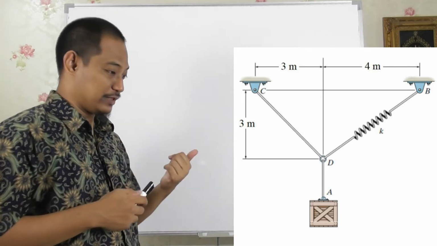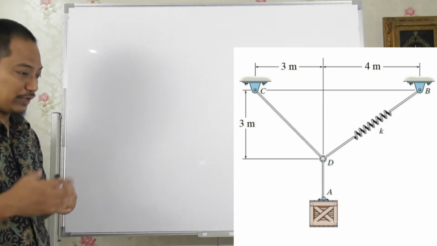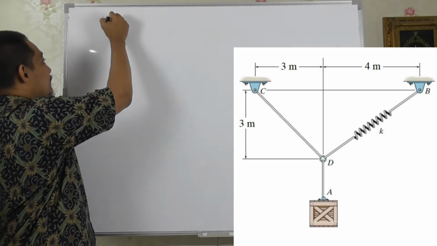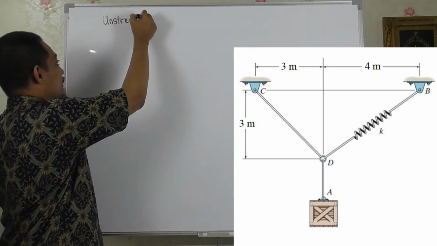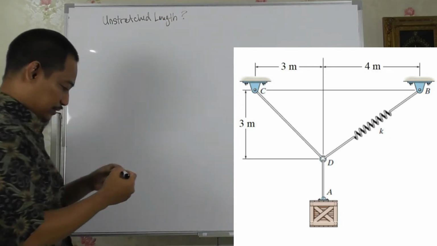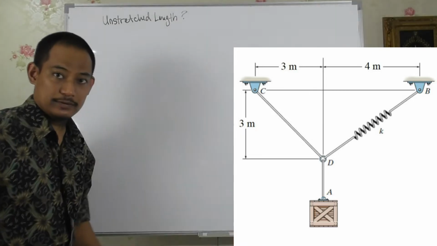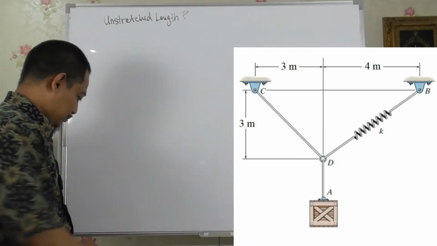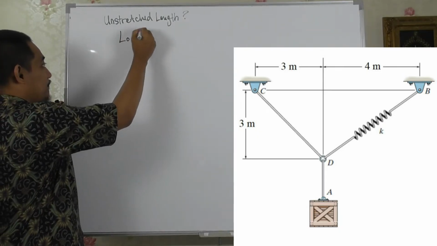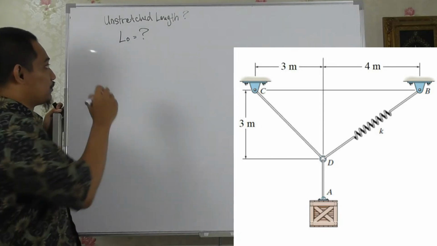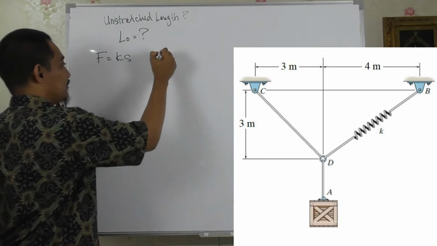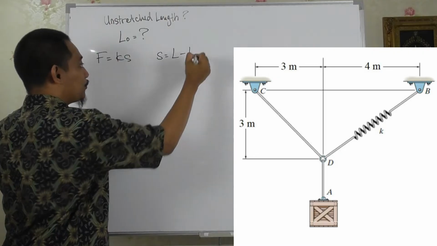Alright, so the first step is, if you go backwards, right? If you go to the final, what needs to be determined? The unstretched length, right? So that is what the question wants. Is it clear? Okay, so I need a new marker then. So basically what is LO, right? That is what the question wants. So we know from the spring, F equal to Ks, where S is basically L minus LO.